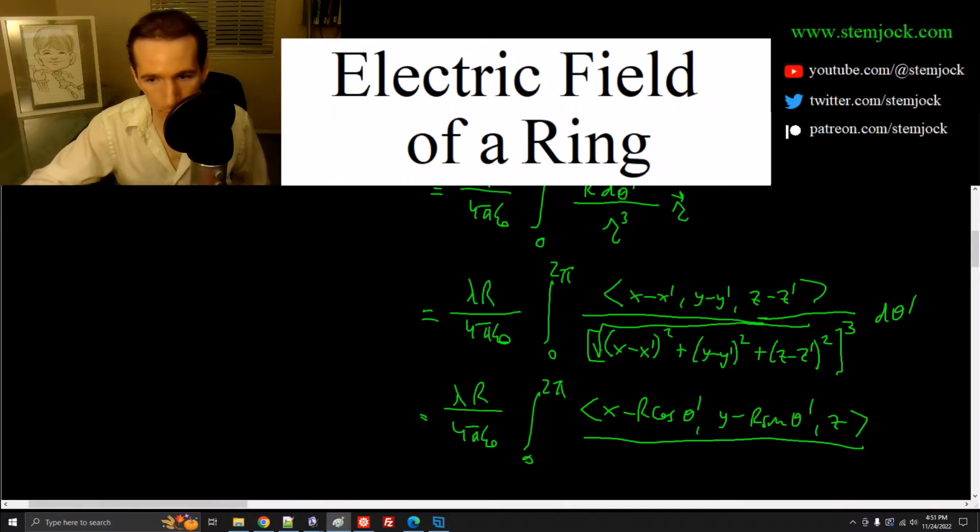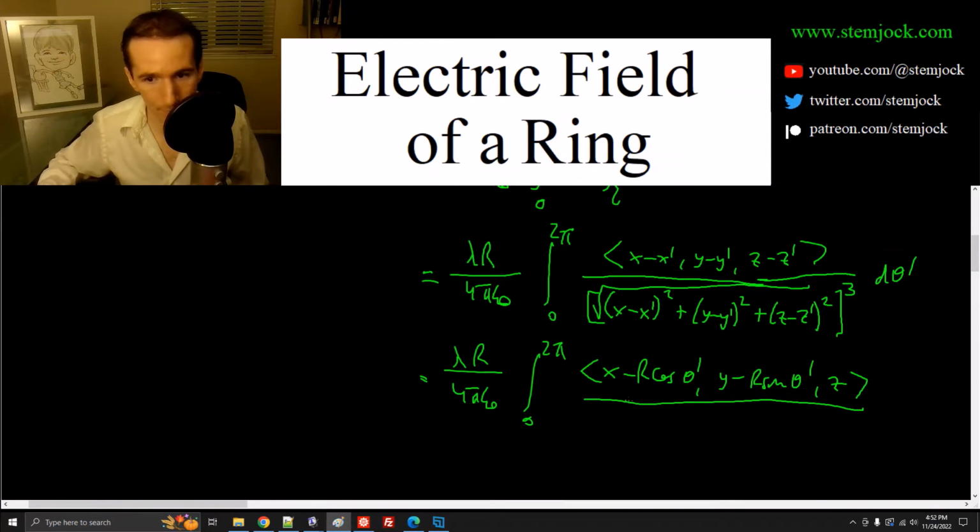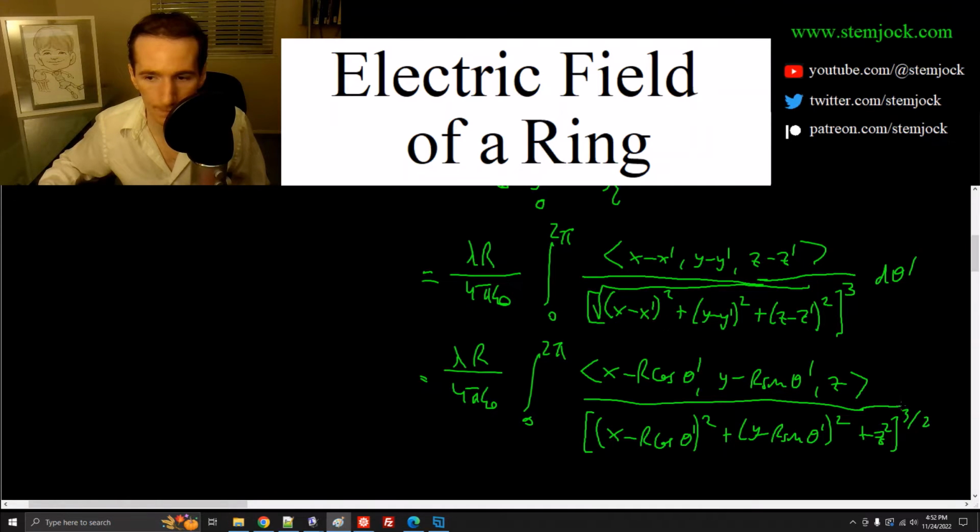Now, if I combine the square root with this cubed on the outside, that's going to be to the power of 3/2. So in here, I'm going to have x minus R cosine theta prime squared plus y minus R sine theta prime squared, and then plus z squared, to the power of 3/2, d theta prime.